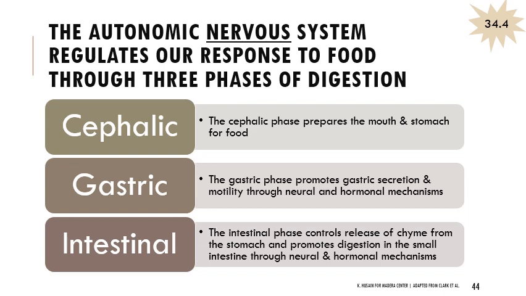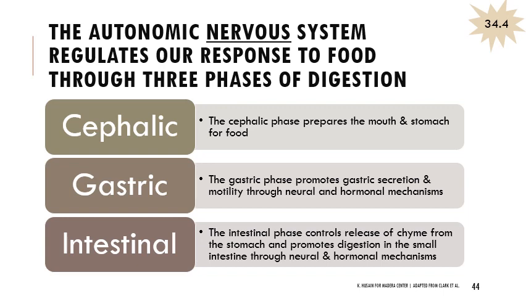So we mentioned that there's a lot of different systems involved with digestion, and one really important system that regulates digestion is the nervous system. Next week we'll talk about divisions of the nervous system. One division is the autonomic nervous system, or ANS, and that regulates our response to food through 3 different phases of digestion. The cephalic phase is really neural. That's before we even put food in our body. So when we see food, it starts preparing our mouth and our stomach for that food.